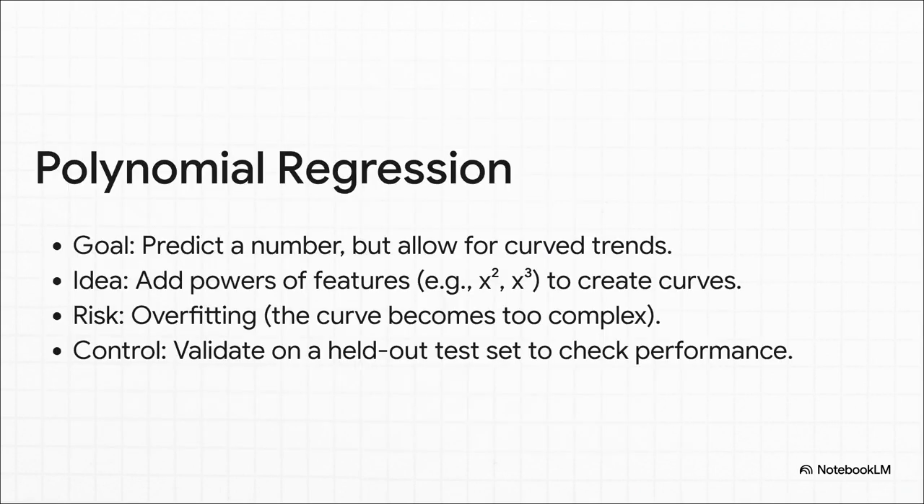So how does it work? It's actually pretty clever. It takes your basic input, let's call it x, and it creates new versions of it by adding powers, like x squared, x cubed, and so on. That's what gives the line the ability to curve. But, and this is a big but, with great power comes great risk. The risk here is something called overfitting. This is when your model gets too good at fitting the data it's seen. It's like it memorized the answers for one specific test, but didn't actually learn the material. So when you give it a new test, new data, it totally bombs.